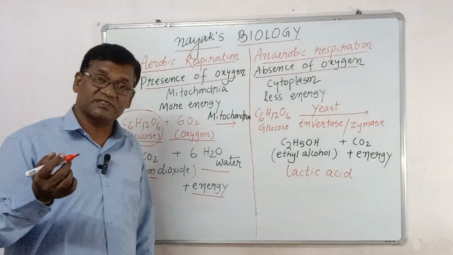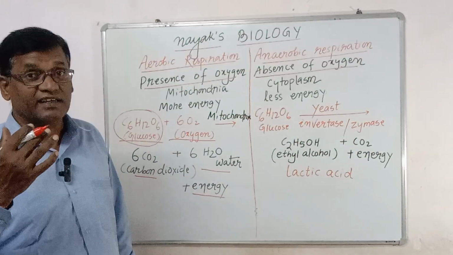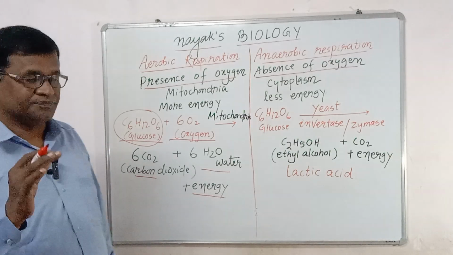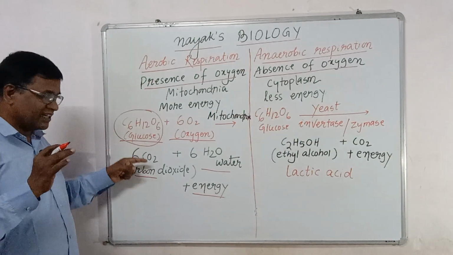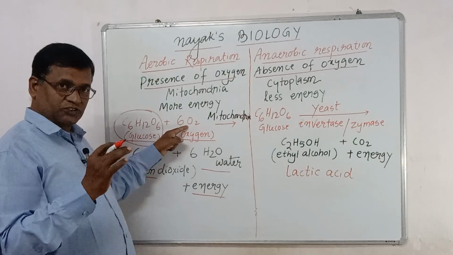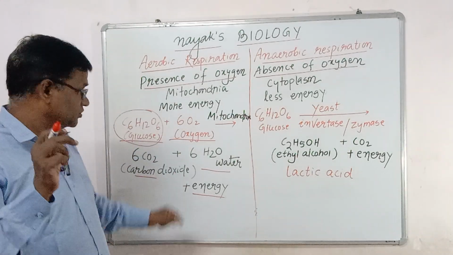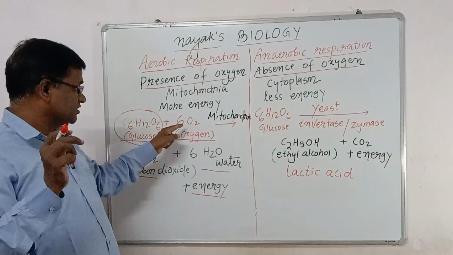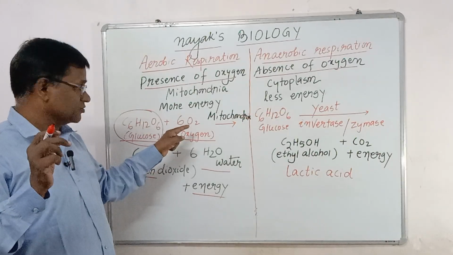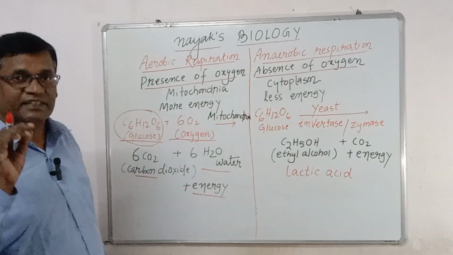Why is it called the powerhouse of the cell? Because it generates energy in the form of ATP. Then why is it called aerobic? Because of the presence of oxygen. That's why it is called aerobic. You see, in the glucose, the oxygen becomes combined. That's why it is called aerobic respiration.